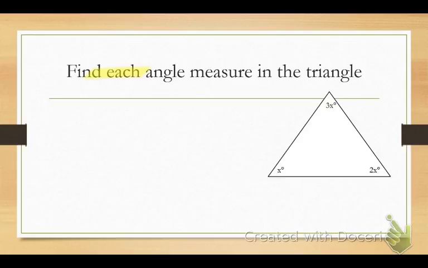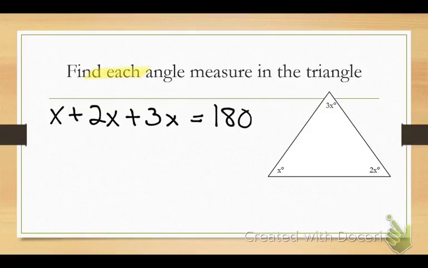You're going to need an equation. I'm not a fan of mental math on this problem. There's way too much math to do. Okay, so I need to see work here. Find each angle measure in the triangle. We are going to do x plus 2x plus 3x equals 180. And then we have 6x equals 180. Divide both sides by 6, and x equals 30.